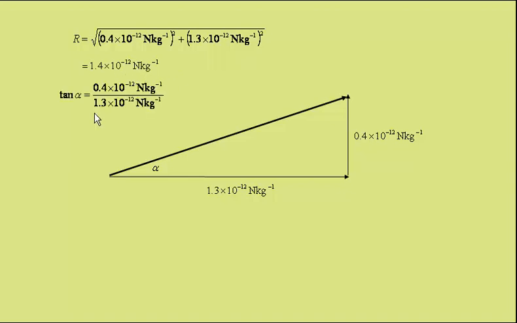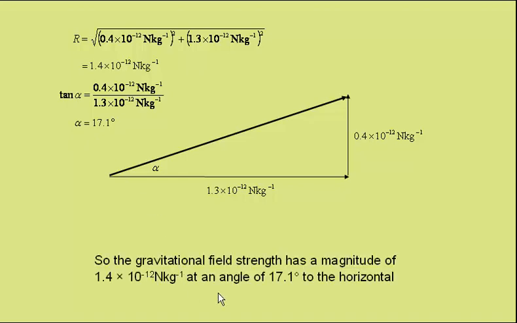The tangent of alpha is the opposite, 0.4 times 10 to the minus 12, over the adjacent, 1.3 times 10 to the minus 12, which gives alpha at 17.1 degrees. So we can write that the gravitational field strength has a magnitude of 1.4 times 10 to the minus 12 newtons per kilogram at an angle of 17.1 degrees to the horizontal.